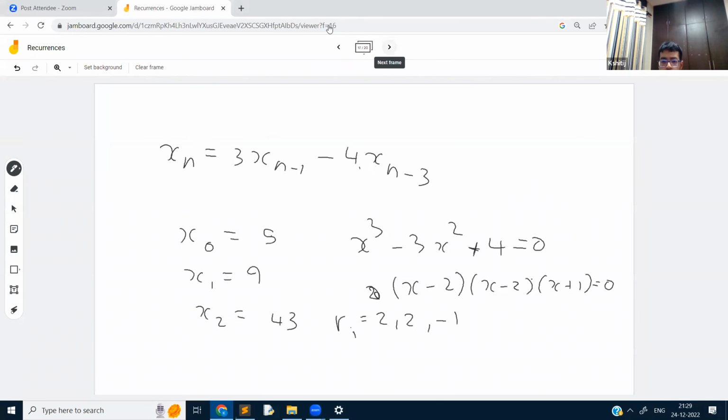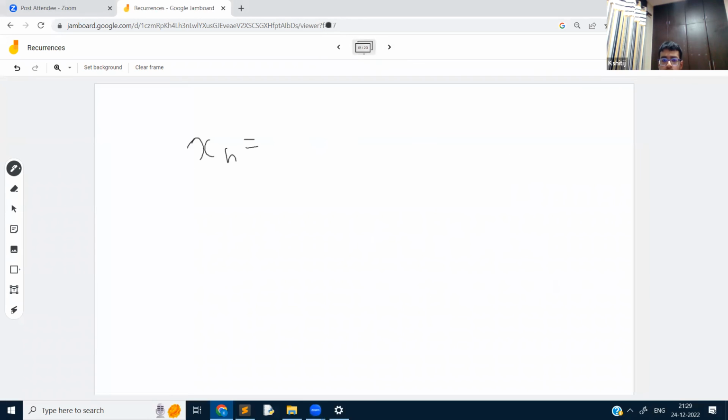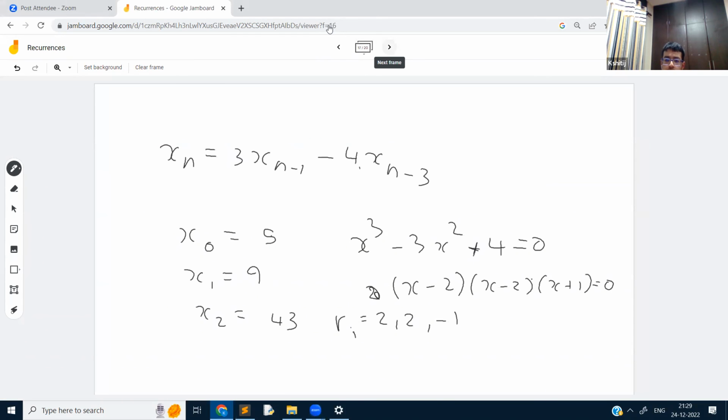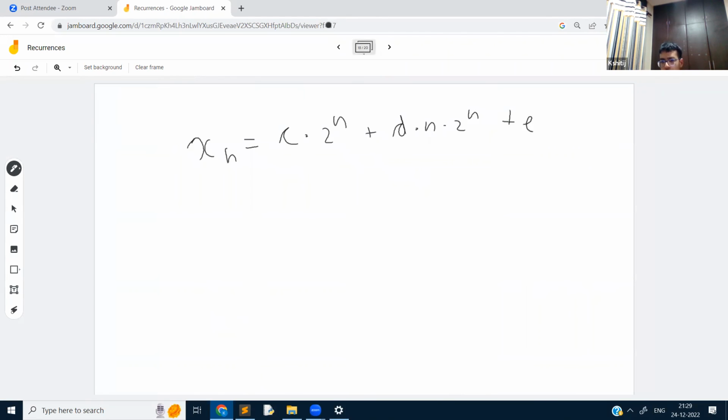Now we can write xn, as the roots are 2, 2 and minus 1, as c into 2 to the power n plus d into n into 2 to the power n. The n is here because it's a repeated term. If there are 3 repeats, we also add an n square term. And e into minus 1 to the power n. So we write down the equation for the first 3 terms.